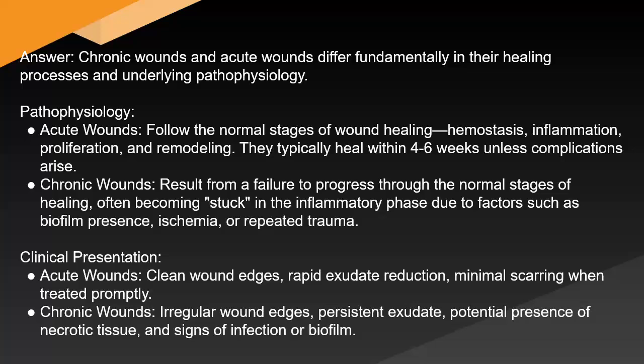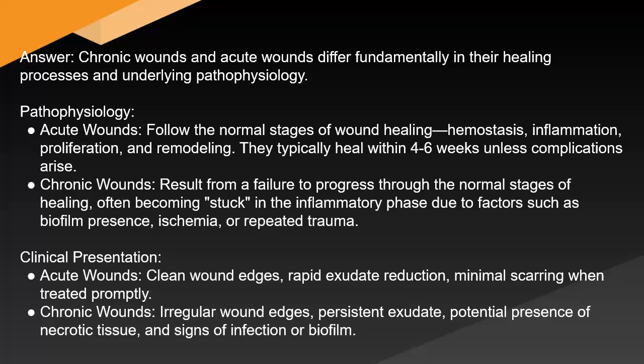Pathophysiology: acute wounds follow the normal stages of wound healing: hemostasis, inflammation, proliferation, and remodeling. They typically heal within 4-6 weeks unless complications arise. Chronic wounds result from a failure to progress through the normal stages of healing, often becoming stuck in the inflammatory phase due to factors such as biofilm presence, ischemia, or repeated trauma.